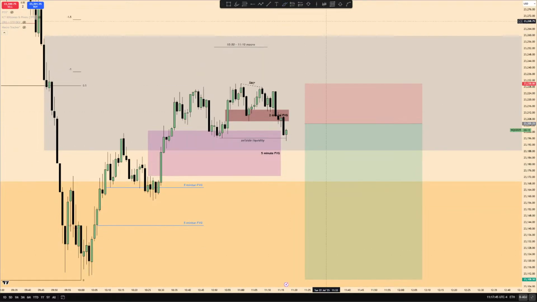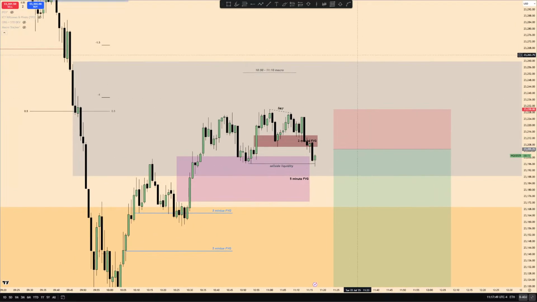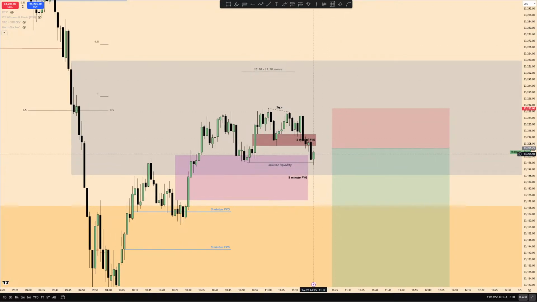Consolidation at equilibrium, manipulation. We can continue higher. That's why the short's not good. That also took the low already. So the 2 minute inverse is this candle close, but you've taken the low into the 5 minute. So it's invalid for me.